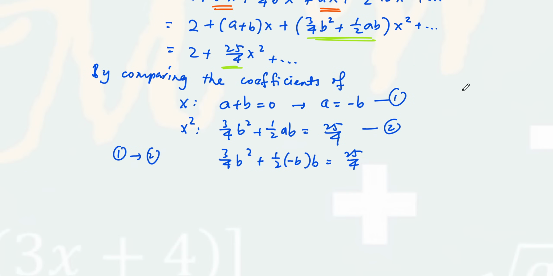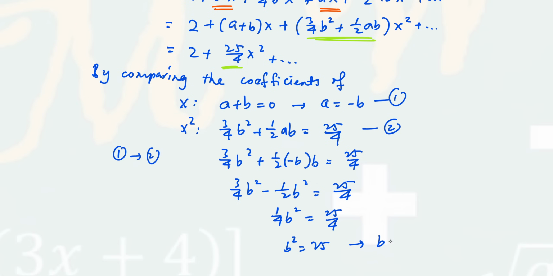And now when you do expansion, this is going to be 3 over 4 b squared minus half b squared equals to 25 over 4. So simplify, it will be 1 over 4 b squared equals to 25 over 4. Then my b squared, obviously the 4 can be cancelled off from both sides. So b squared is 25. Therefore, my b is going to be plus minus 5.